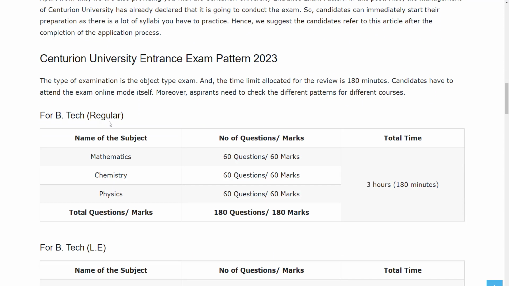For BTech regular, the exam pattern will be 60 questions from mathematics, 60 questions from chemistry, and 60 questions from physics. Each question carries 1 mark. The time duration for the exam is 3 hours.